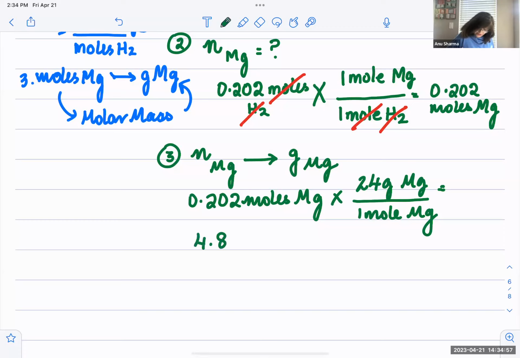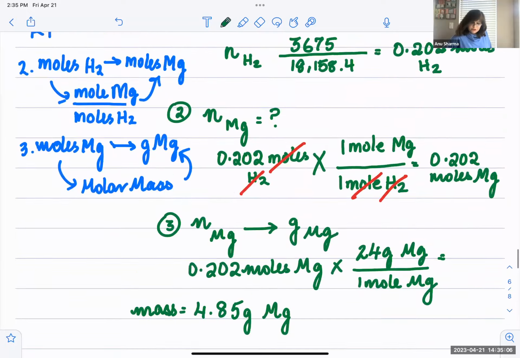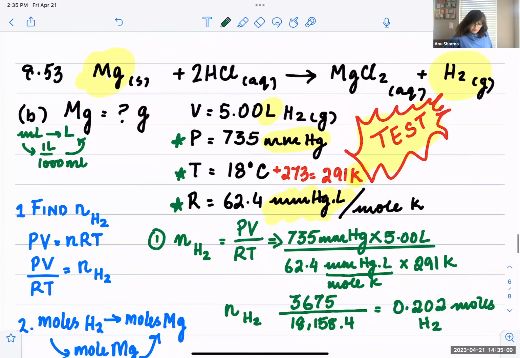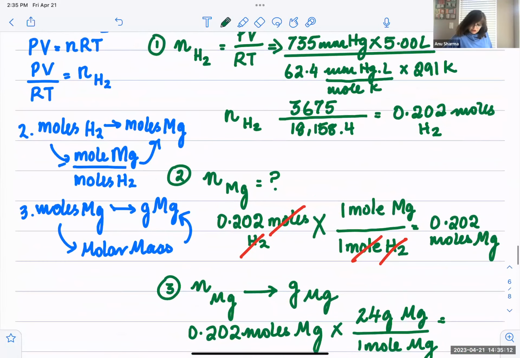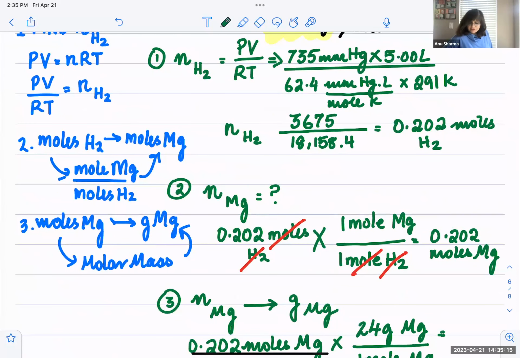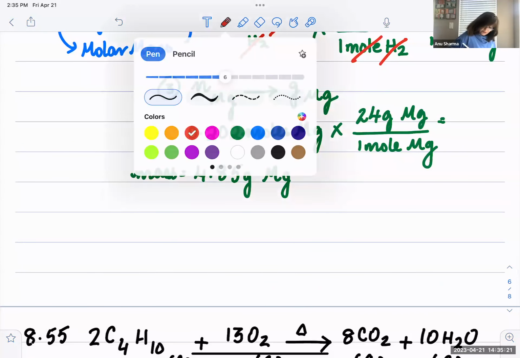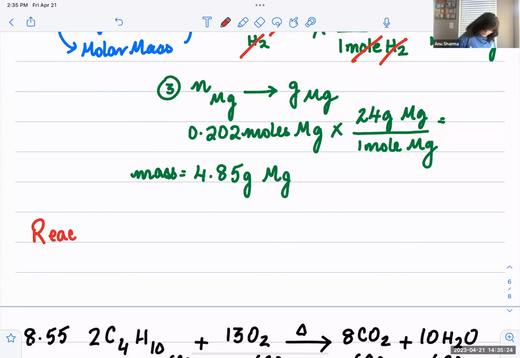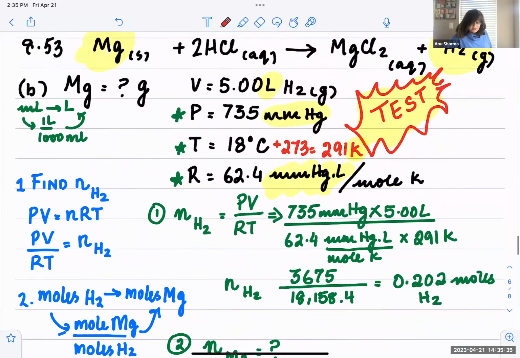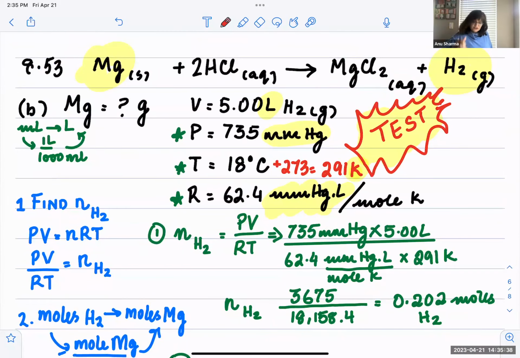So 4.85 grams of magnesium. That is the mass of magnesium that is needed to produce about 5 liters of hydrogen gas, which equals 0.202 moles. Okay, so that is the way you solve this reaction stoichiometry problem, and they're going to be on the test. So you need to master this, where we are applying the gas laws in the reactions. Okay, so that's one piece.